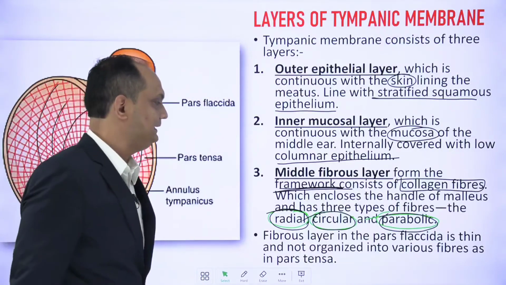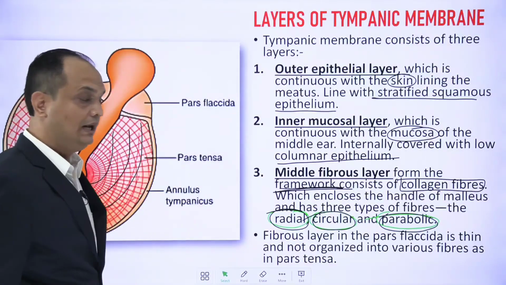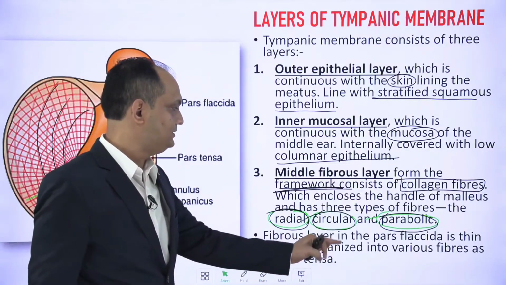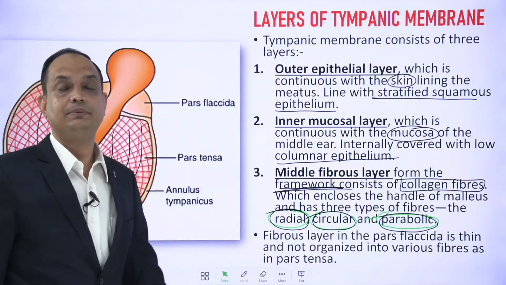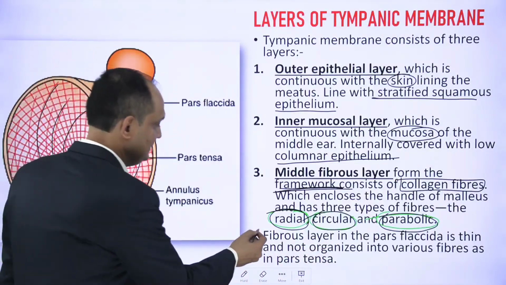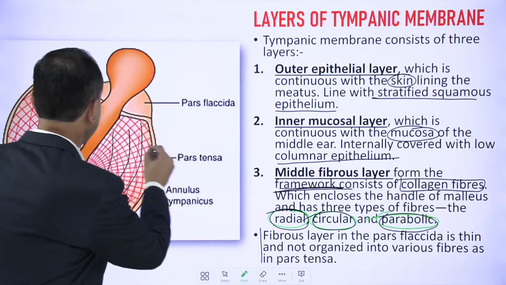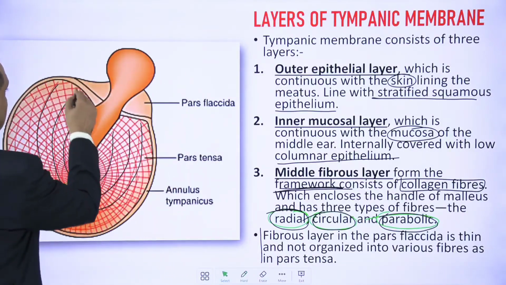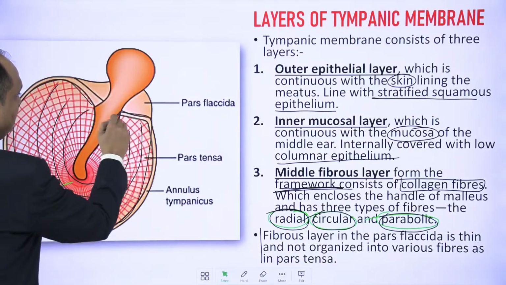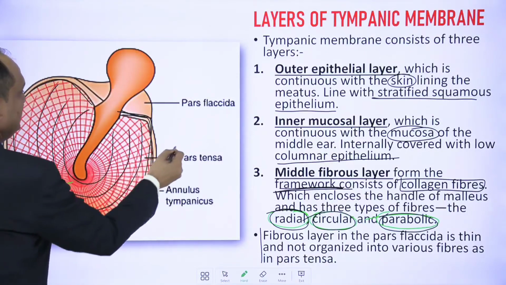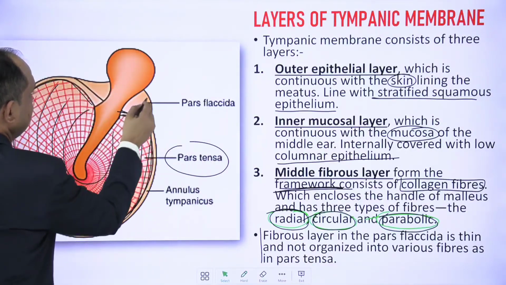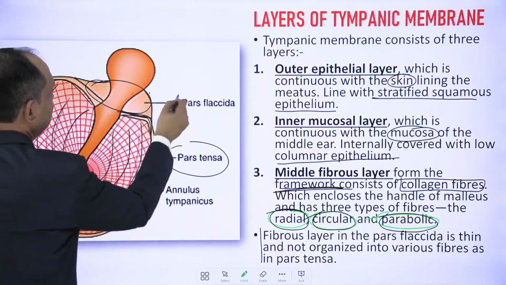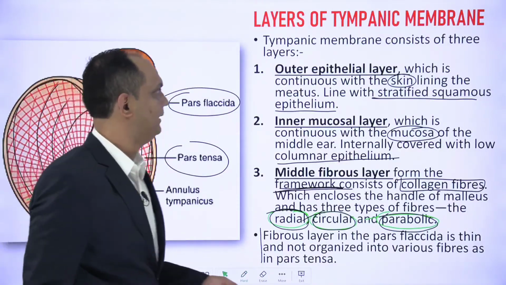So the fibrous layer in the pars flaccida is thin, and it is not organized into the various fibers as in the pars tensa. This is again the important thing: whatever we are talking about the arrangement, we are talking about in this lower major part, which is known as pars tensa. This arrangement is not seen in the upper part, that means in pars flaccida.